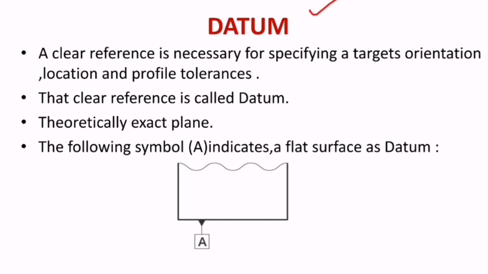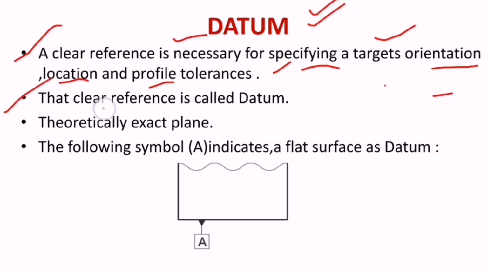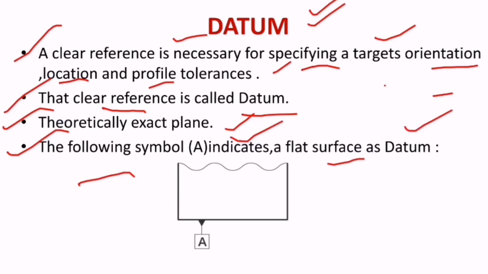So what is datum? A clear reference is necessary for specifying a target's orientation, location or profile tolerances. Simply, we can say it is a plane, point or line. To indicate or refer to that, we need a separate reference, and that clear reference is called a datum. Theoretically it is an exact plane, exact point or exact location. The symbol A indicates a flat surface as datum. If this symbol is in the figure, it shows the flat surface.